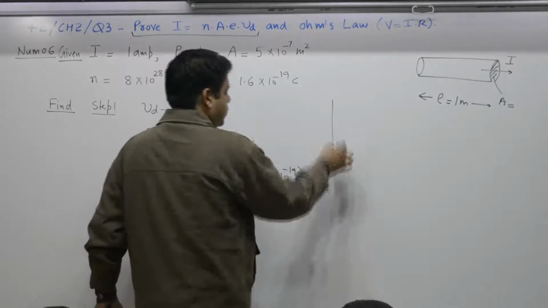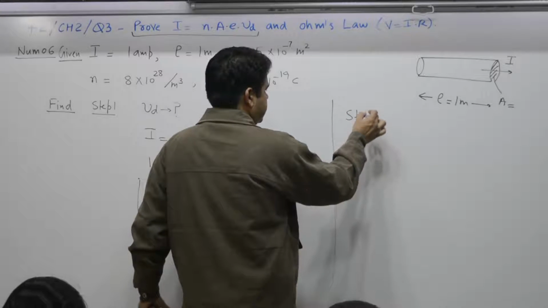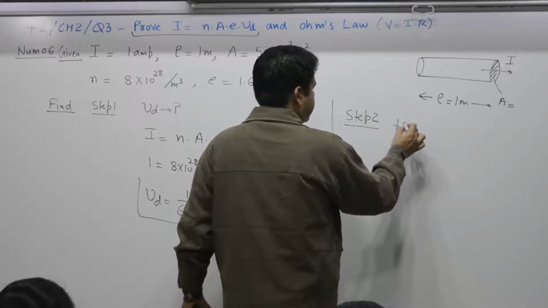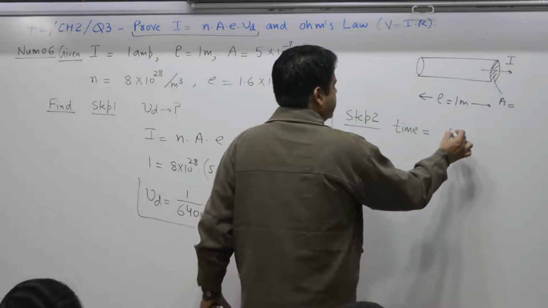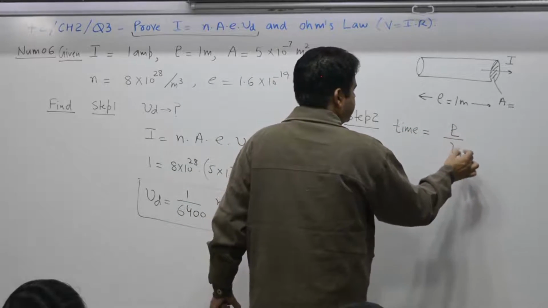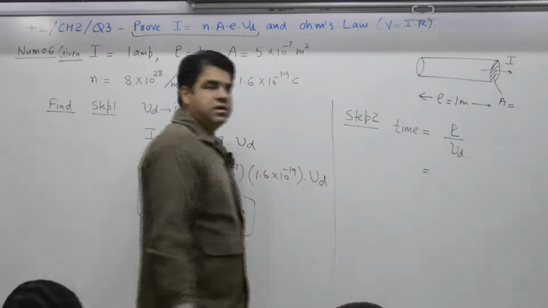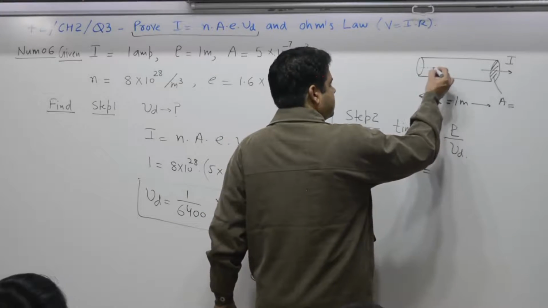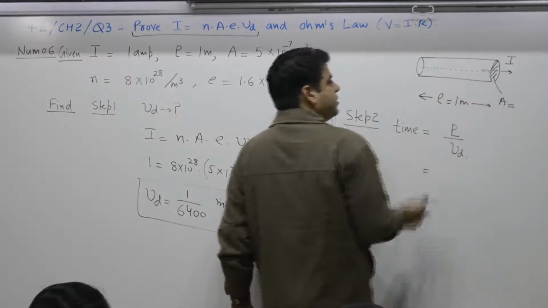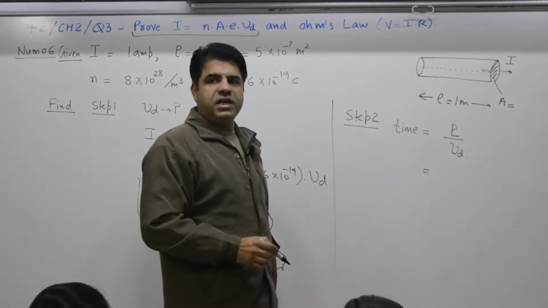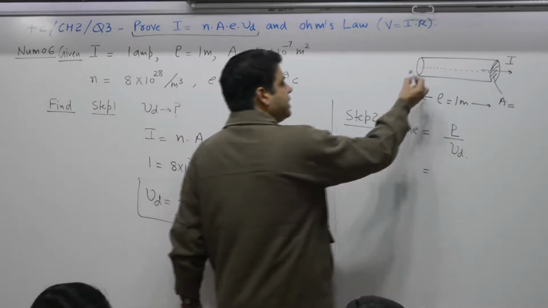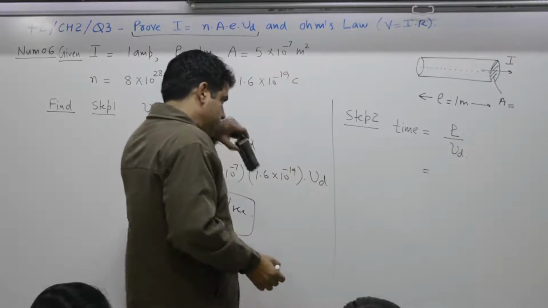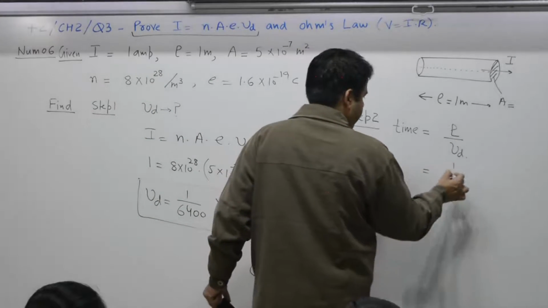Step 2. What we want to find out is time. How much time will it take? Time taken is equal to distance covered divided by speed. Distance covered is how much? The electron drifts from one end to the other end. I have drawn it as a straight line for convenience, but it follows a zigzag path. Its drift speed means effective speed. Distance is how much? 1.